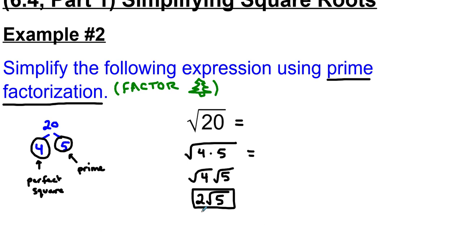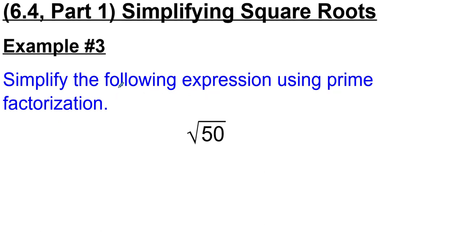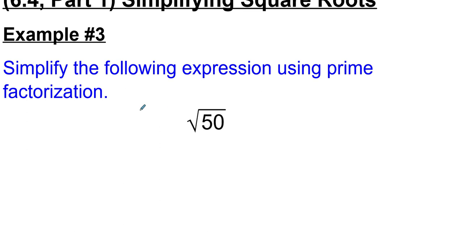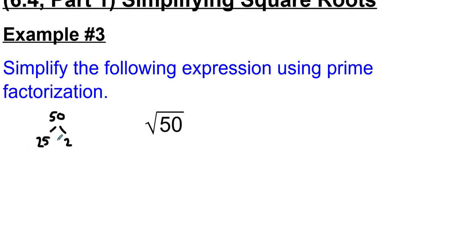All right, let's try another one. Simplify using prime factorization. It's the same thing as the last one, except now we're using 50. So what times what gives you a 50? Well, some of you might think 10 times 5, and that would be fine. On this one, I'm actually going to show you two ways. So let's say right away you think, hey, 25 times 2. That's what comes to mind. Well, hey, 25 is a perfect square, and 2 is a prime number.